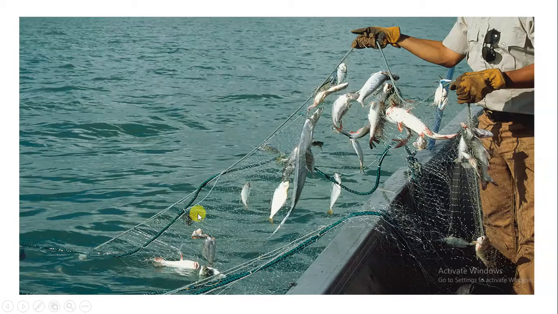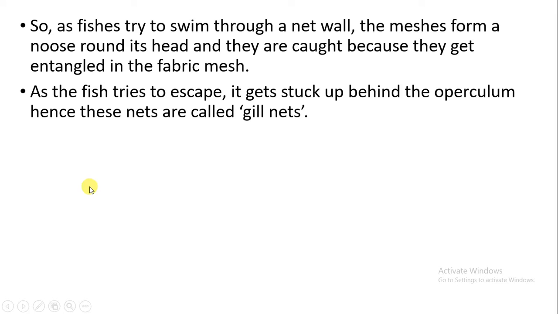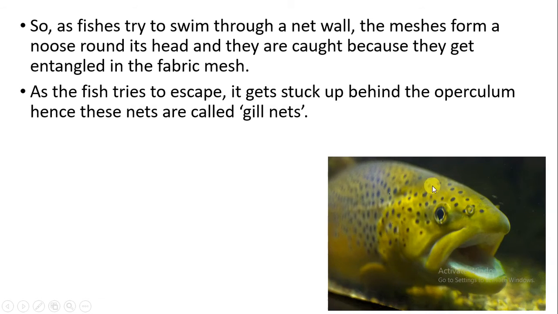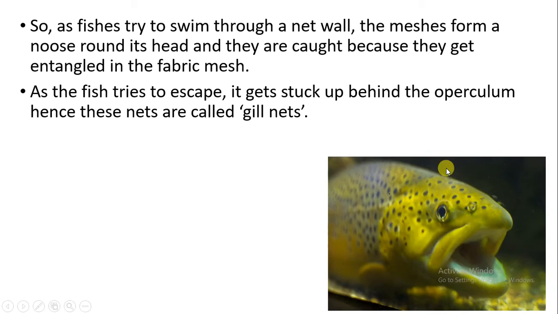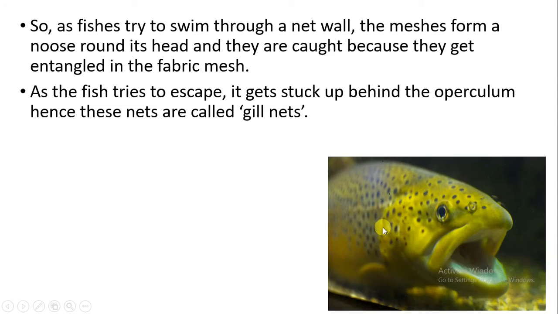Here you can see the net is invisible for the fish, so the fish are easily captured. As fish try to swim through the net wall and come in contact with the mesh, the head will move through. As the head passes the mesh, the fiber of the net is going to get entangled near the place of the operculum. So as they try to pass through the mesh, the head goes ahead, but the fiber slips behind the operculum, that is the covering of the gills.